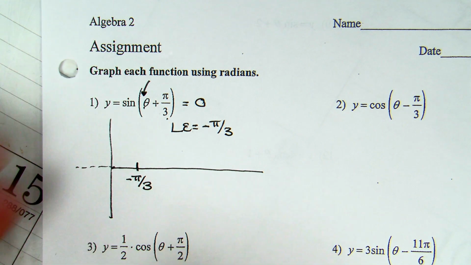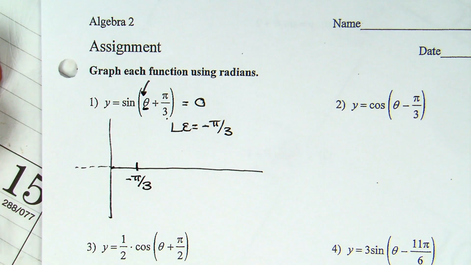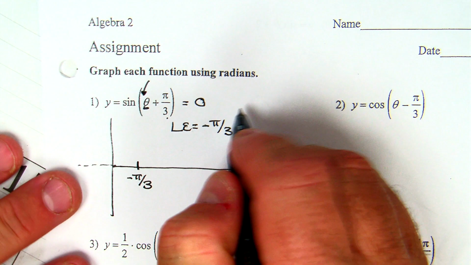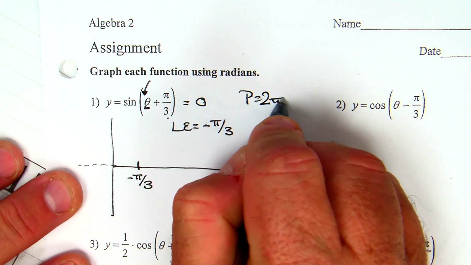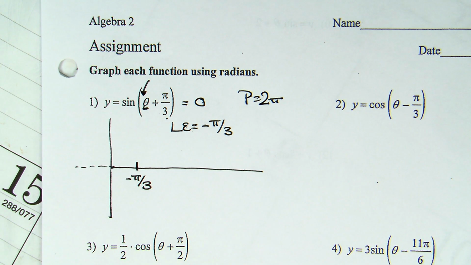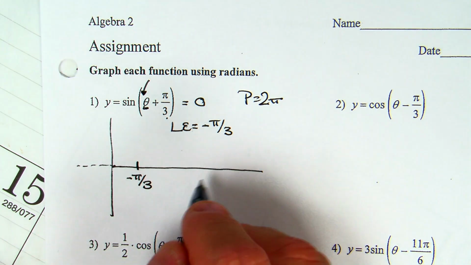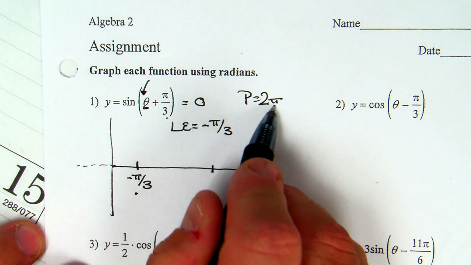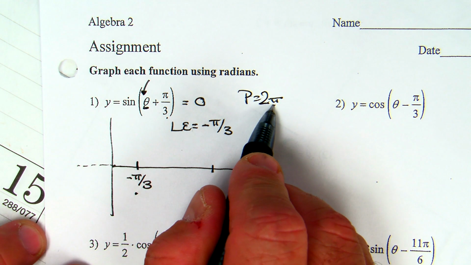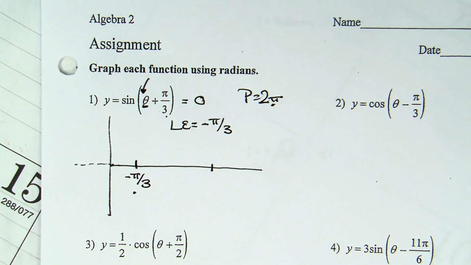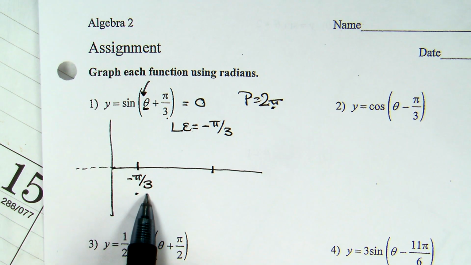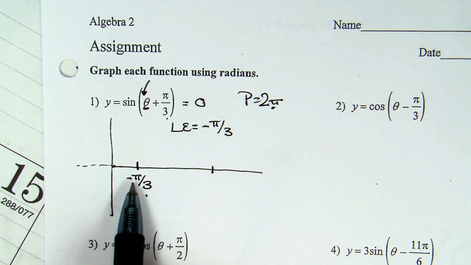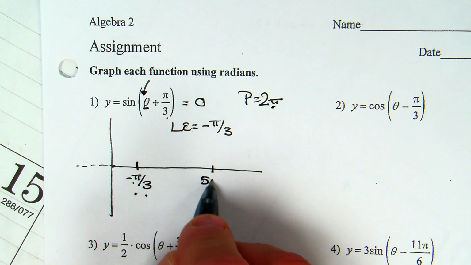Alright? Now I go back and I look at my variable once again. It has no coefficient, so that means my period is 2 pi. So basically, to get my right endpoint, I'm going to take negative pi over 3 and add the 2 pi. Well, this goes back to coterminal angles. Whenever we added 2 pi, we just doubled the denominator and added it. My denominator is 3. Double 3 is 6. So I'm going to add 6 to negative 1. That gives me 5 pi over 3.